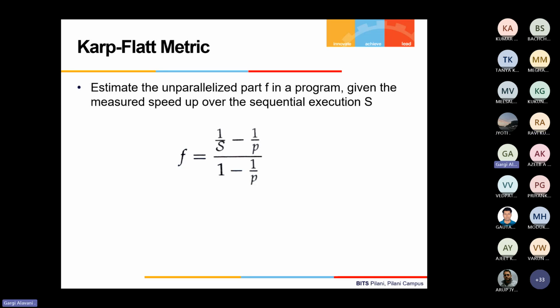So f is equal to 1 by the speed up achieved minus 1 by p, divided by 1 minus 1 by p. This metric is targeting the unparallelized, I mean sequential, section. How can we speed up that section? How can we calculate that section if it exists in your code?